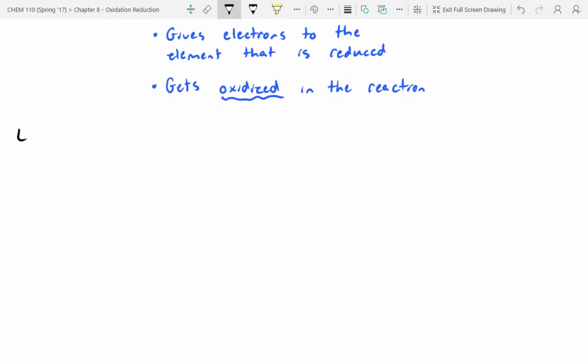So we've got SnO, tin oxide, plus hydrogen gas, goes to tin plus water. The first thing I want you to do is to balance it and then do the same procedure that we did last time.